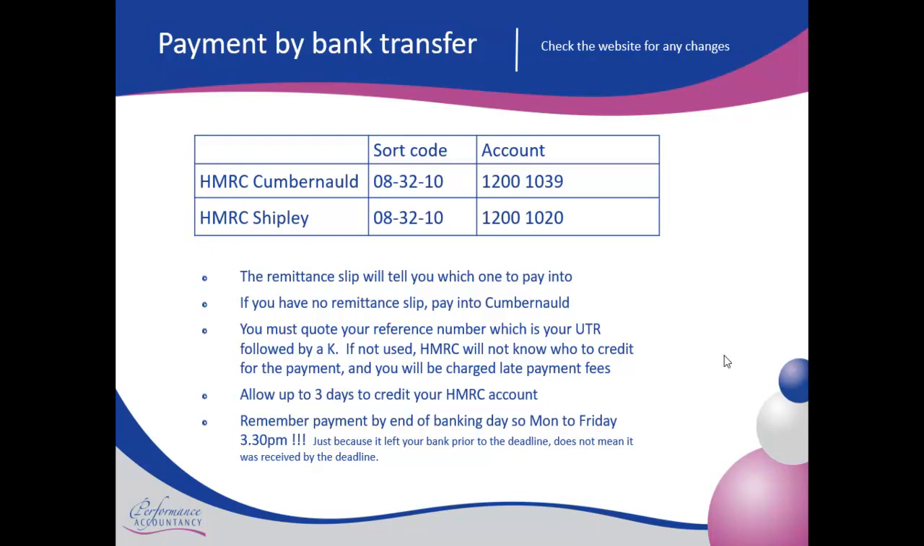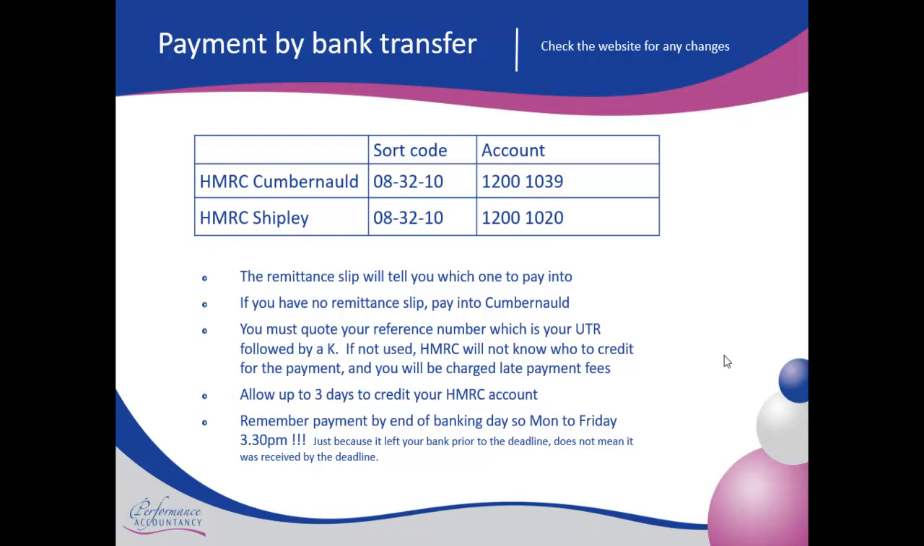So if you don't have a remittance slip, the instructions above the account codes on the HMRC website clearly state if you don't know where to pay it, pay into Cumbernauld. The number of people I get saying, but where do I pay it to? And they don't read the line above to say pay into Cumbernauld. So there you go. If you have no official remittance slip from HMRC, pay into Cumbernauld.